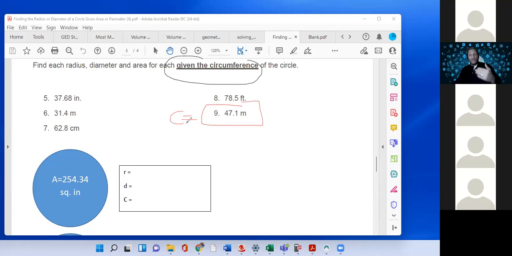Can anybody tell me the formula for finding the circumference of a circle? D pi, right? C equals D pi. C equals the diameter times pi. Now, how can I solve this? How can I change this formula to solve for the diameter? If I want to get D by itself, what would I do?